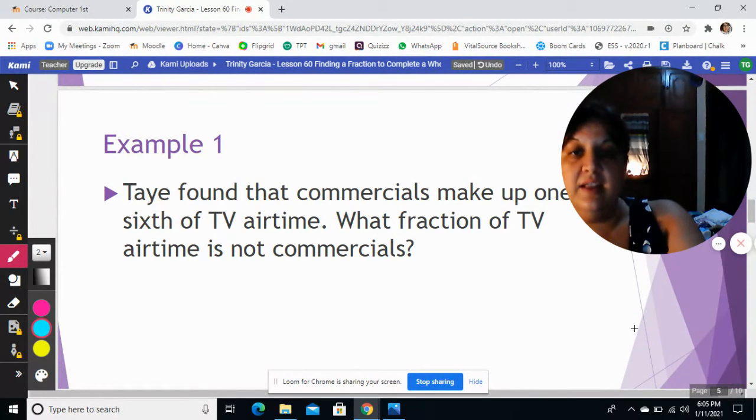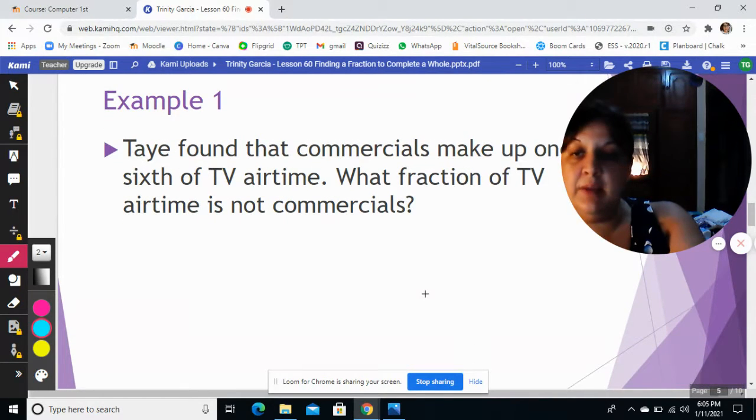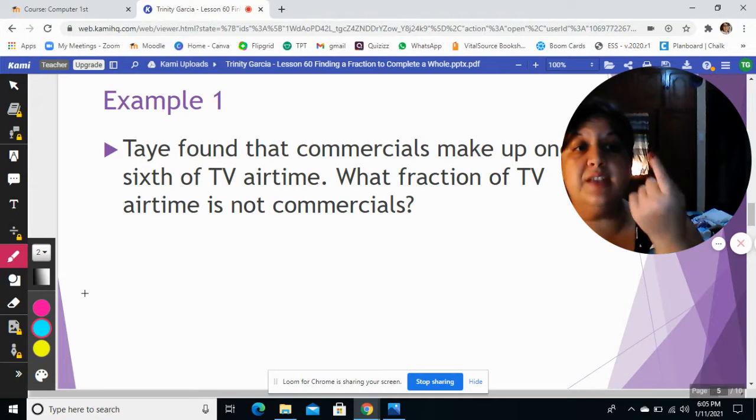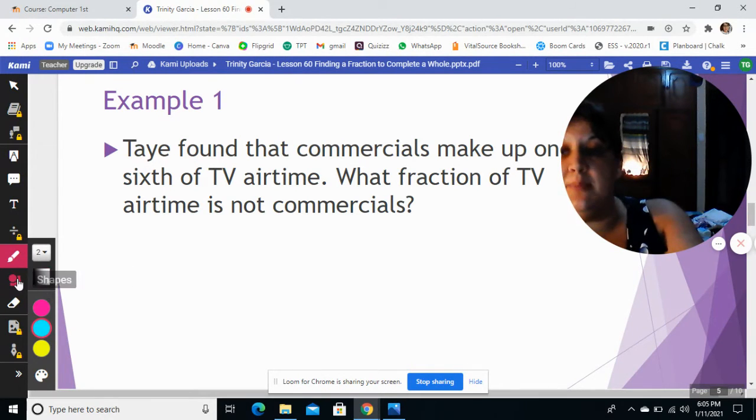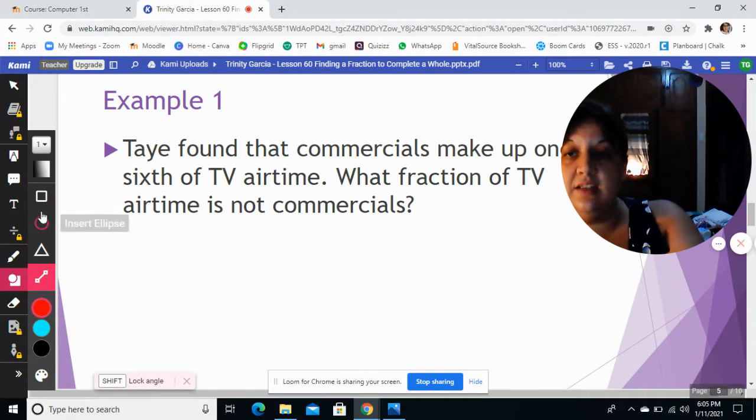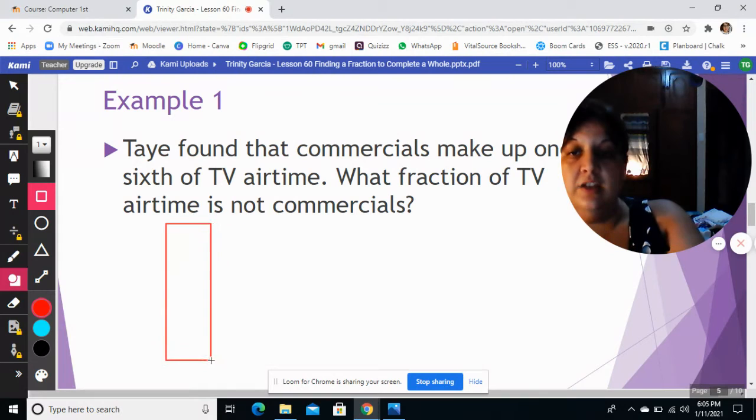Tay found that commercials make up 1/6 of TV airtime. What fraction of TV airtime is not commercials? So this is the same idea, except now we are no longer saying that 3/3 is 1. Now we're saying 6/6 is 1. So we need to have a shape that is divided into 6 equal spots. Okay, and I'm going to use a rectangle again just because it's easier on here to do rectangles.